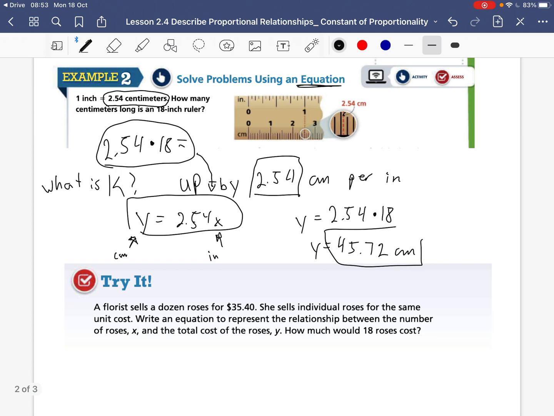So go ahead and try this one on your own. You should have gotten y equals 2.95x. So you'll have $53.10. Okay?